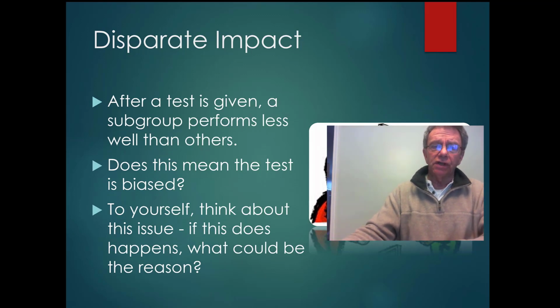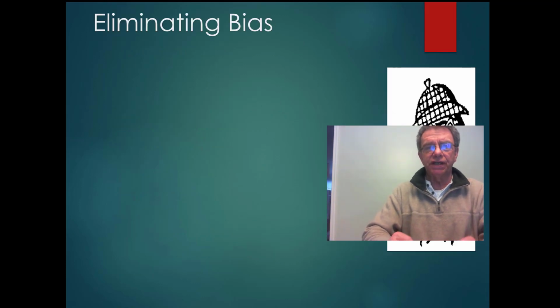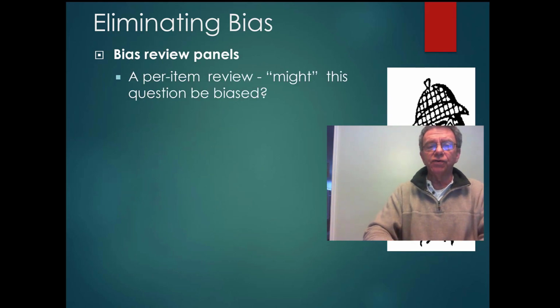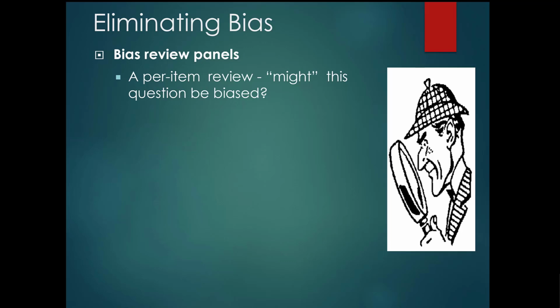In the testing world, there are also bias review panels that look at every question in a test. They have a high standard. If a reviewer thinks a question might be biased, then it is thrown out. They also look at the test as a whole. Is there a chance that the way it is written or structured offends or unfairly penalizes a subgroup?